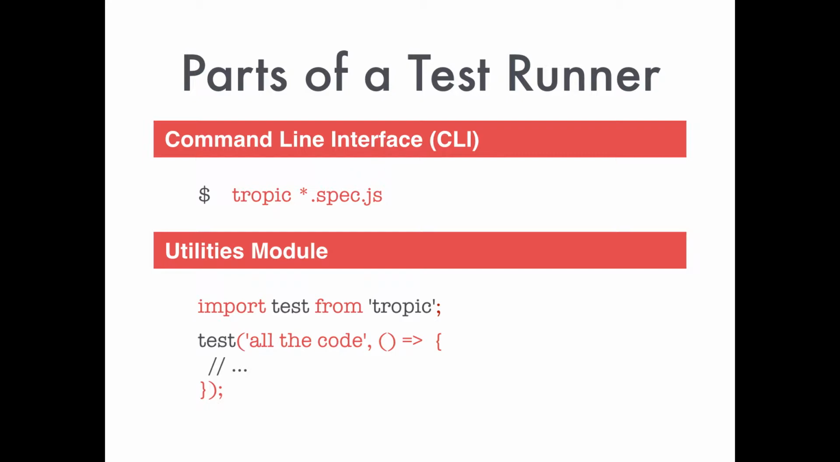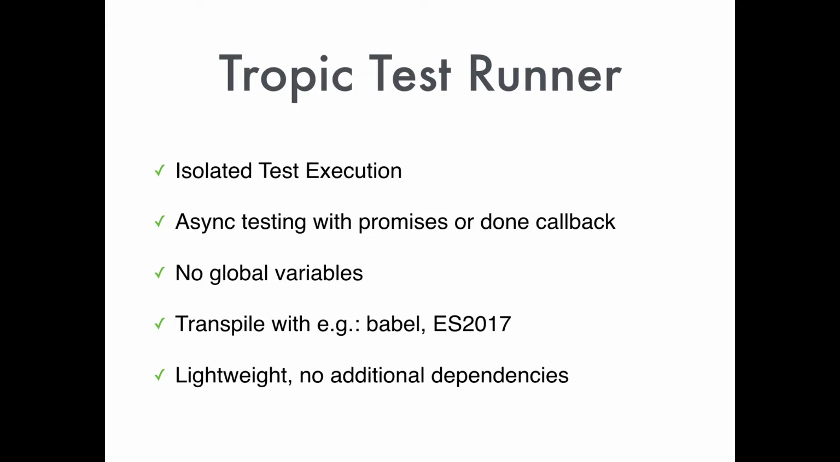The second part of a test runner is usually some kind of utility module, which provides you with some handy functions or methods you could use in your tests for creating spies or mocks, or in this case, a test function. In Mocha or in other flavors, it's called it. Okay. So let's move on and talk about the Tropic test runner.